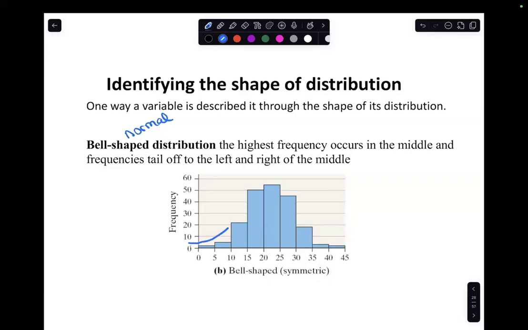It's called bell-shaped because I can draw a nice, pretty bell over top. My right tail and left tail aren't longer than each other, and it's really nice and beautiful. Now, once again, it could be relatively bell-shaped, mostly bell-shaped, practically bell-shaped. If it pretty much is bell-shaped, we will call it bell-shaped. We don't deal in exacts. This is not one of those exact sciences. There's some wiggle room here. If it's mostly symmetric and mostly bell-shaped, we will call it mostly bell-shaped or relatively bell-shaped. So it's not an exact science.